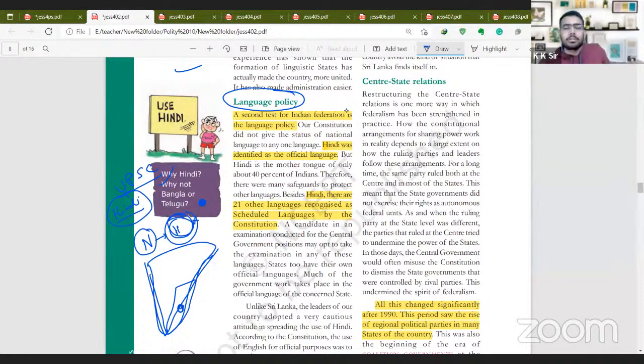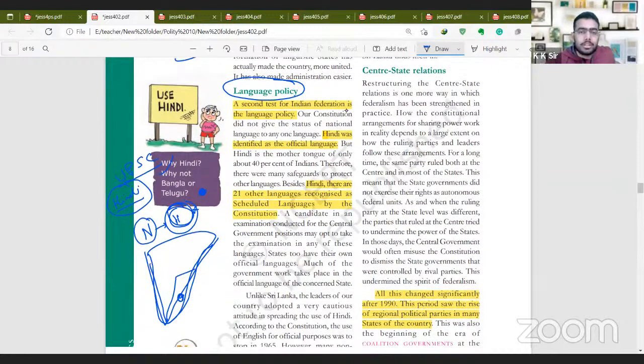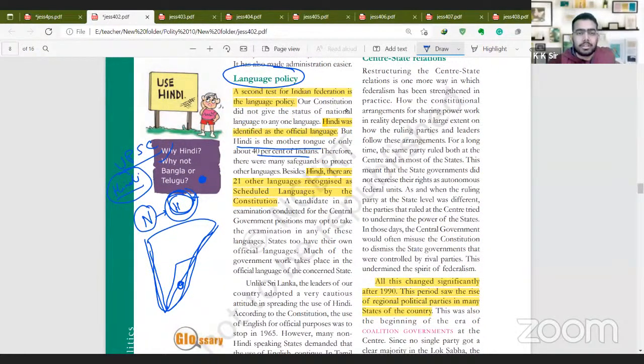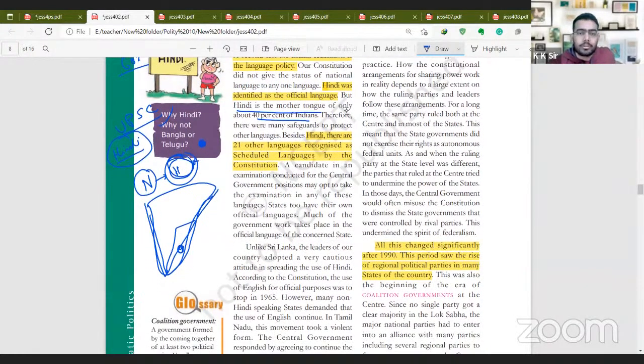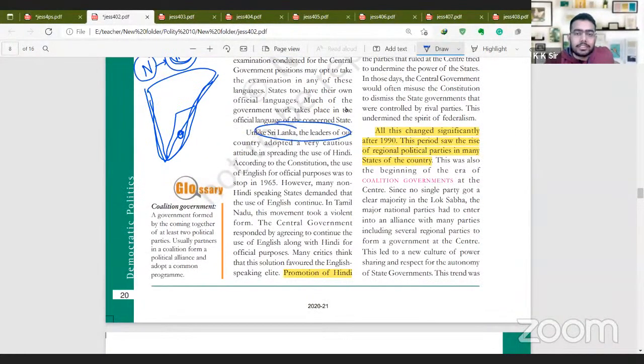Language policy has always been very controversial. In our country, Hindi is the mother tongue of only 40% of Indians. So 60% of people do not know Hindi. Imposing Hindi would be very unfair to those people. So what we did is recognize 22 languages as scheduled languages. India recognized 22 languages as scheduled languages, and said that any government exams would be conducted in all these 22 languages. All are equal. Unlike what Sri Lanka did, they said that only their Sinhala language should be spoken by everyone. They banned every other language.